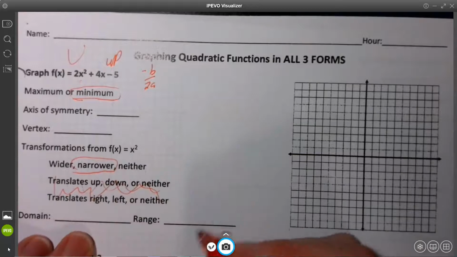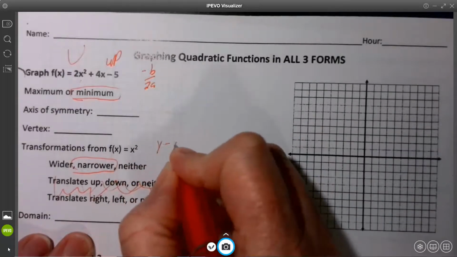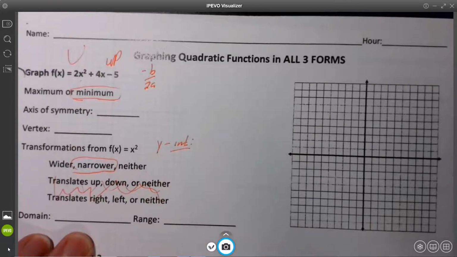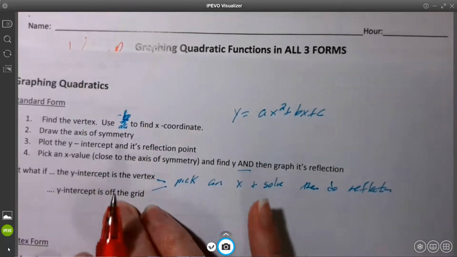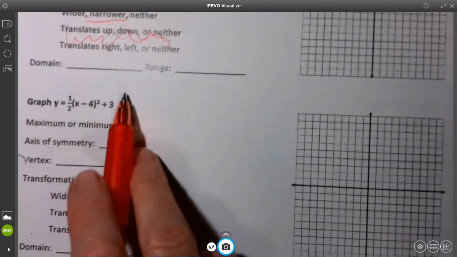And domain and range, I'm not worried about those right now. So find your y-intercept. That's the one thing I don't like about this, how this one's written. Find your y-intercept. You always want to find your y-intercept. Okay, so follow those steps so you have those in front of you. And then this one is vertex form.